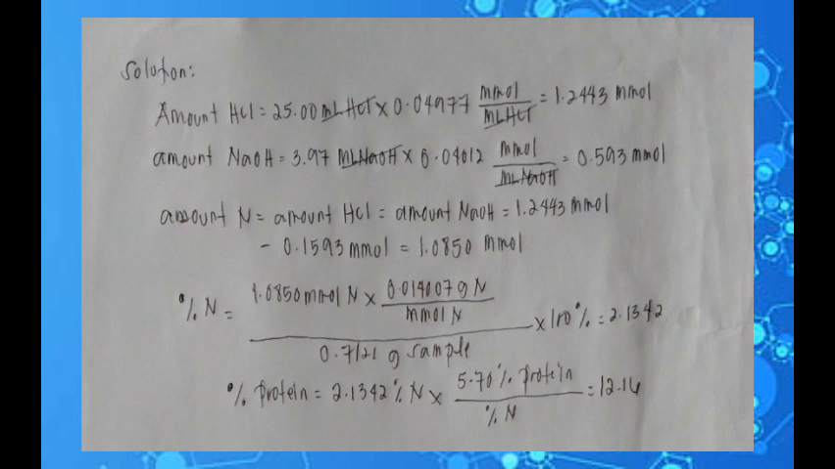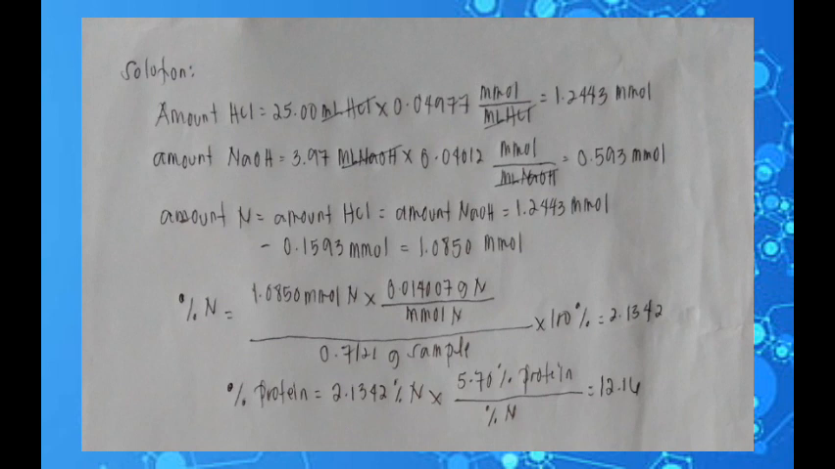So, ngayon, yung amount ng N, ng amount ng HCl, amount ng NaOH, is yung kanina na ni-times natin yung dalawa. So, kung ano yung result doon is ima-minus natin. So, 1.2443 mole minus 0.1593 mole. So, kapag ni-minus natin yan, meron tayong 1.0850 mole. So, yung percent ng N equals to 1.0850 mole times 0.01407 gram divided by the mole, and so magka-cancel out tayo dyan.